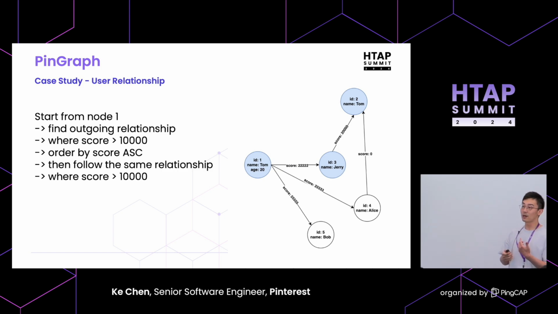When we try to find user connections, we can use a query like this: start from this node 1, find all the outgoing relationships where score is greater than something. The score is one of the edge properties there. And as mentioned, we can combine different properties in the filtering logic. And then further follow the same relationship type with the same criteria, basically to find your friends of friends.